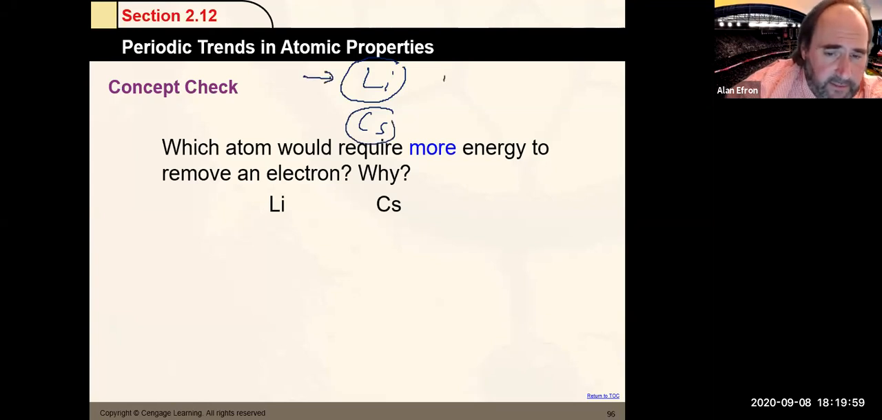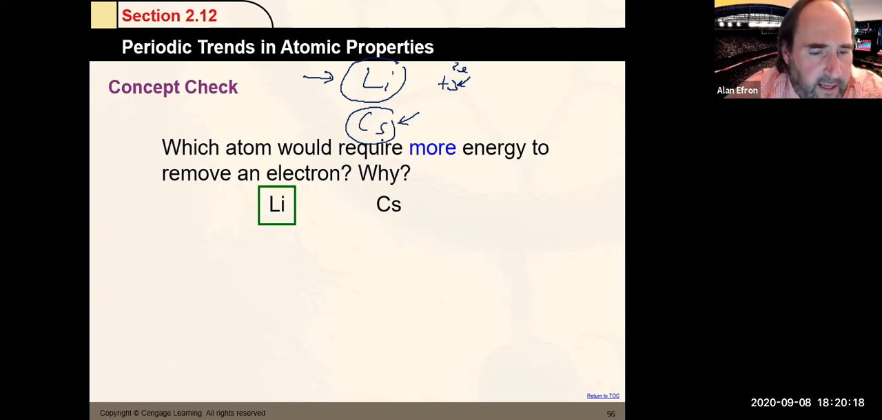Lithium here with his +3 charge and only 3 electrons, again going to pull that in tighter. And this guy is going to have his outer electrons a little further away. So it's going to be easier to remove those electrons and less energy to do so. Any questions on that there?